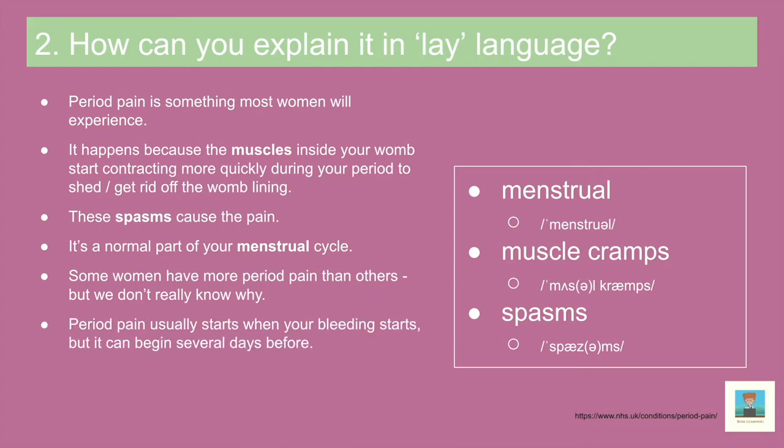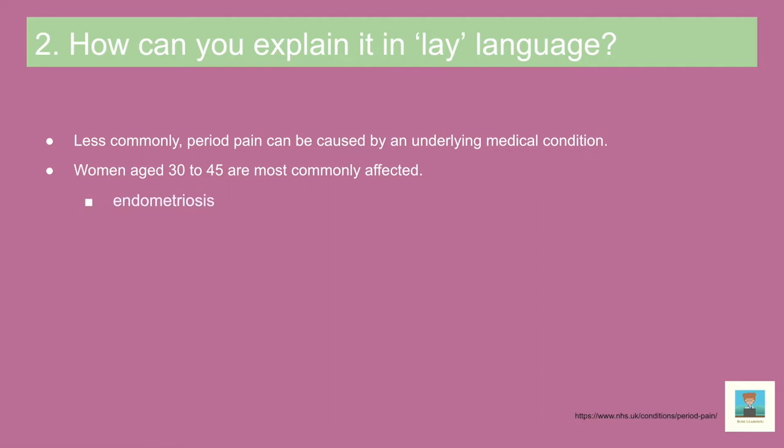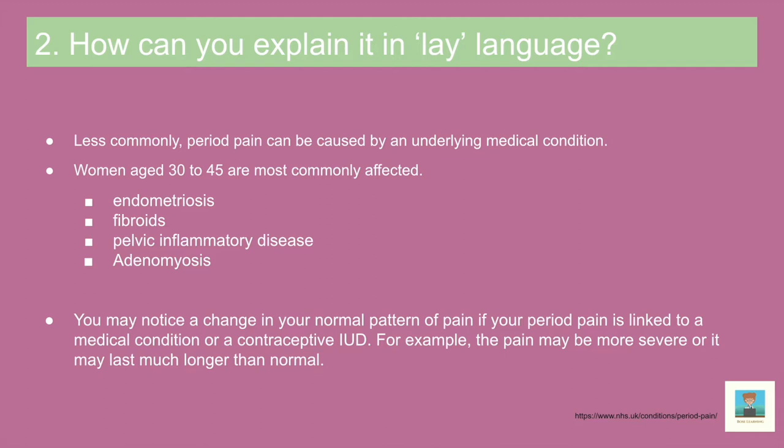Period pain usually starts when your bleeding starts, but it can also begin several days before. And it usually lasts for 48 to 72 hours. It's usually at its worst when your bleeding is heaviest. Now, it's also important to note that less commonly, period pain can be caused by an underlying medical condition. Women aged between 30 to 45 are most commonly affected, and these underlying medical conditions include endometriosis, fibroids, pelvic inflammatory disease, and adenomyosis. You may notice a change in your normal pattern of pain if your period pain is linked to a medical condition or a contraceptive IUD. For example, the pain may be more severe or it may last much longer than normal.